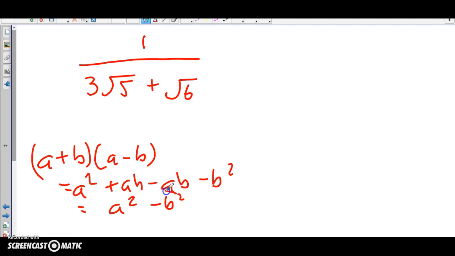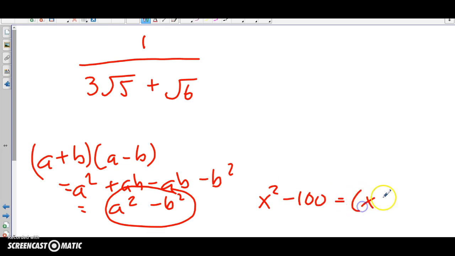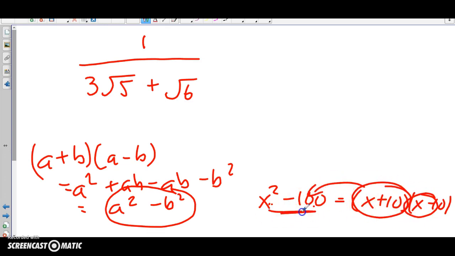Or we did it the other way around, where you have something like x squared minus 100, and you said, oh yeah, the factors are x plus 10 and x minus 10. We look for 2 terms with a negative between them, and 2 perfect squares, and that turns into this. Well, now we're going to use this power backwards. We're going to multiply these together to get something a little cleaner on this side.